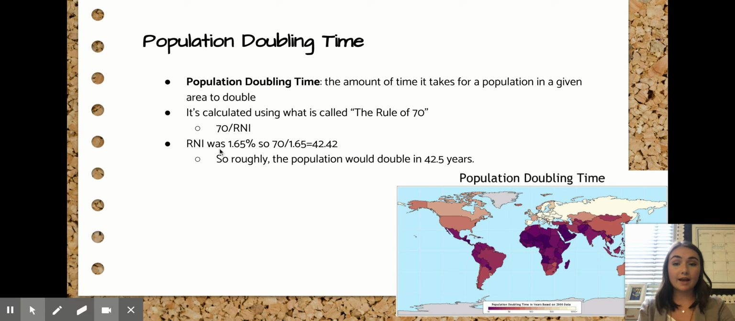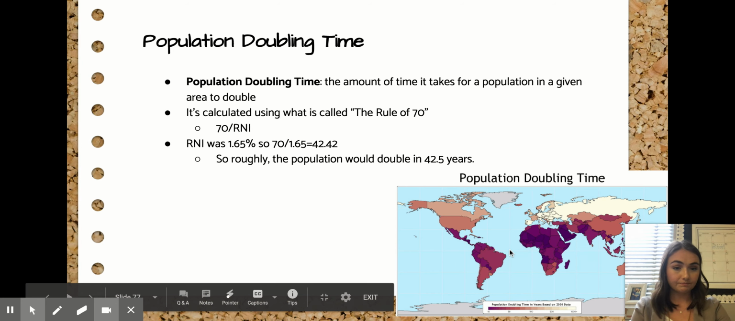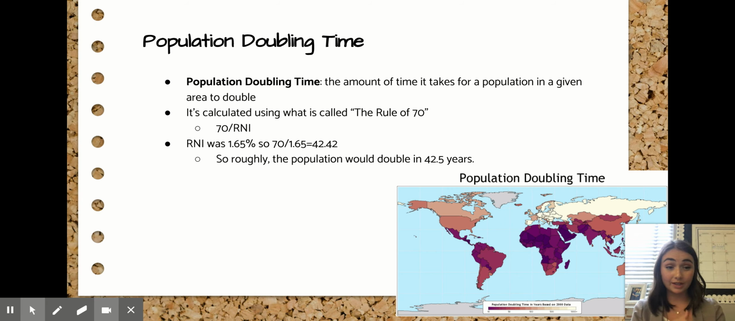So for our rate of natural increase was 1.65%. 70 divided by 1.65 is 42.42. So roughly the population would double in 42 and a half years. Geographers use that again to compare it to other countries and see how far into the future they should be worried about sustaining a population.